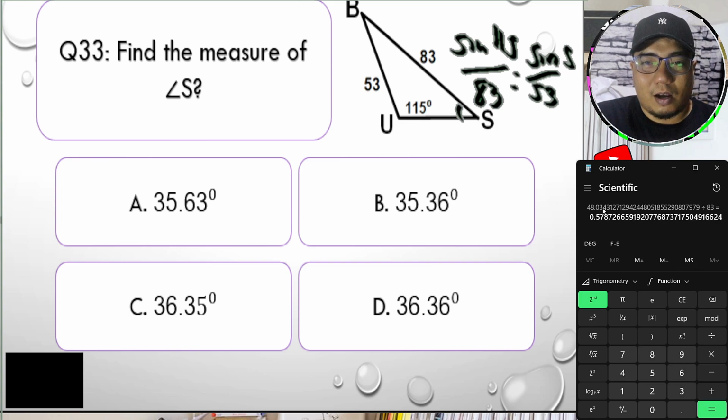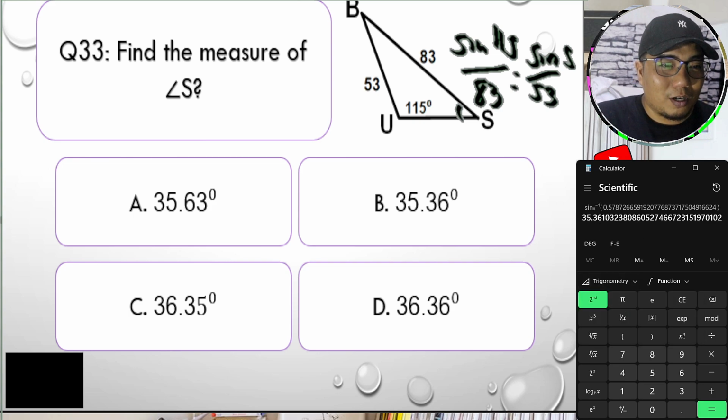So you now have 0.5787, but this value is the sine S. We are finding the value of angle S here, so you get the inverse of sine. In order to do that, you just follow the second function, that's sine -1. So you just click that one, and then you have 35.36.